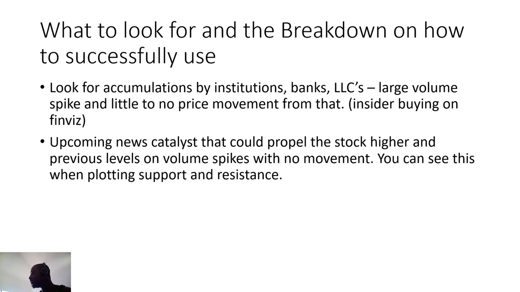Once you've done that part and located significant volume spikes in certain areas, you also want to look at upcoming news catalysts that could potentially propel the stock higher, and previous levels of volume spikes with no other movement as well. You can typically see that when plotting areas of support and resistance. That's when a lot of that stuff begins to unravel itself. And I'm going to walk you through that whole process here too, so you can get an idea of how to do that.